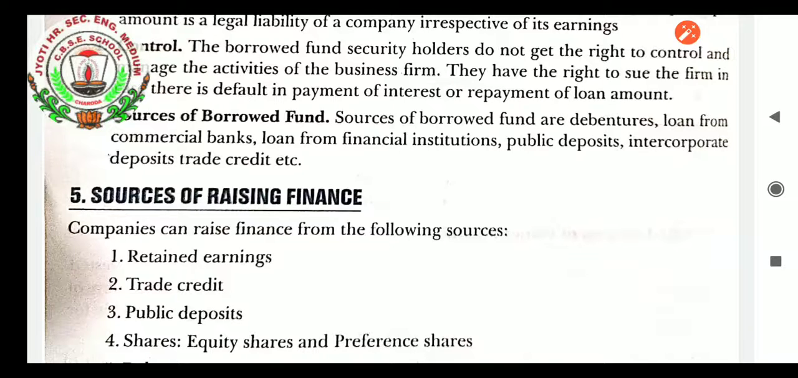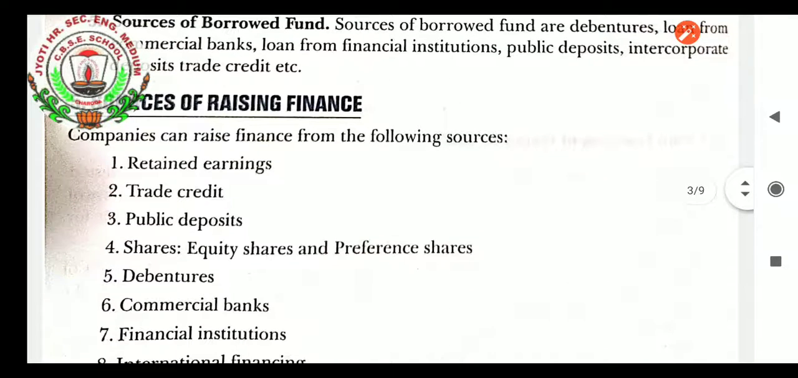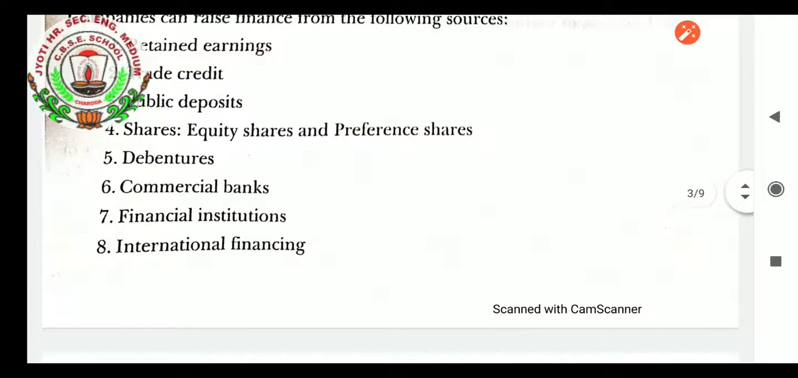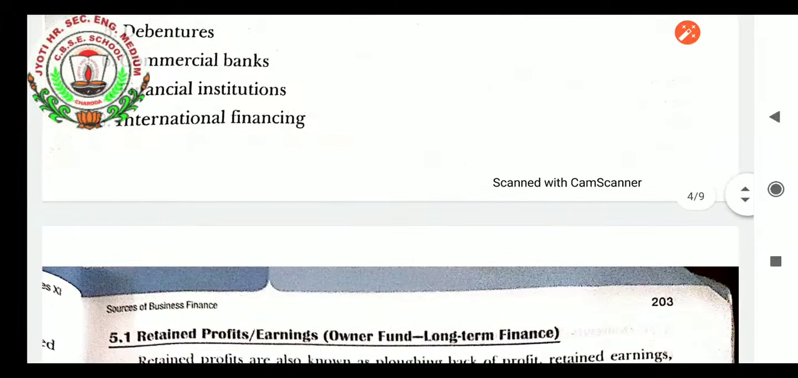So these were the features of the borrowed fund. Let us proceed with the sources of raising finance through the ways of owned fund and borrowed fund. Companies can raise finance from the following sources. Very first, retained earnings. Second, trade credit. Third, public deposits. Fourth, shares, equity shares and preference shares. Fifth, debentures. Sixth, commercial banks. Seventh, financial institutions. Eighth, international financing.